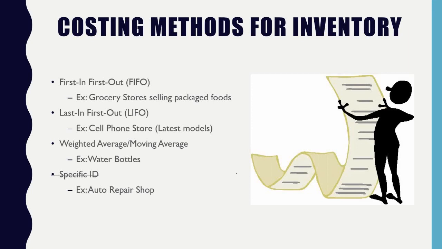So for instance, an auto repair shop is not going to have a generic car part that's universal for every single car, because we have to see what car is going to come into the shop. We have to look at the car brand, the car model, the exact year, the exact car part. So in this case, that's what specific ID is.